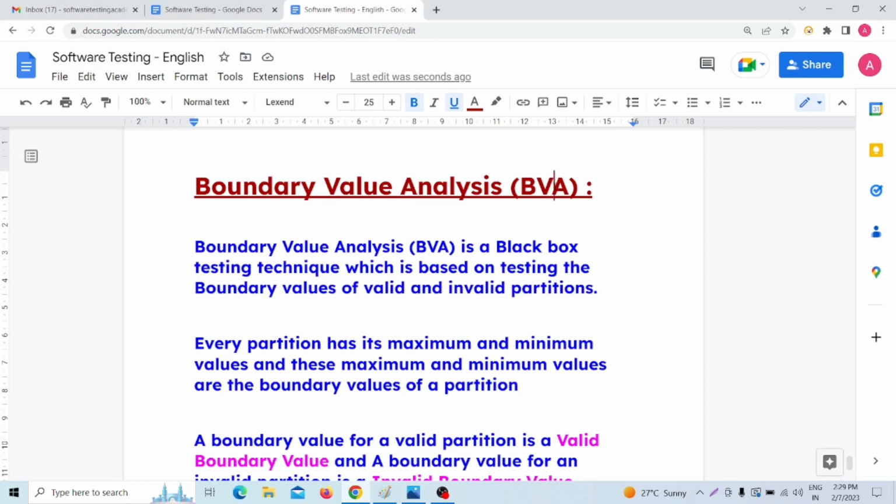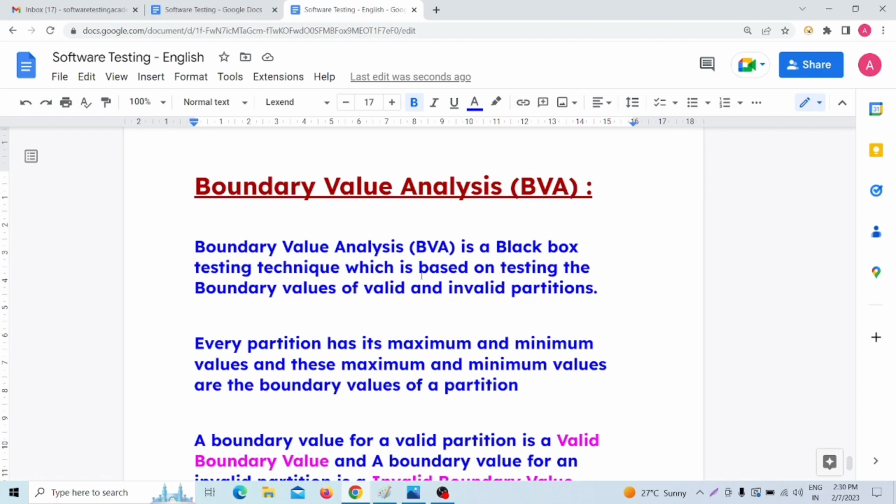So boundary value analysis is a black box testing technique. What do you mean by boundary value analysis? It is a black box testing technique which is based on testing the boundary values of valid and invalid partitions. What do you mean by valid and invalid partitions? I will explain with a good example, so don't worry about that. Now just focus on what boundary value analysis means.